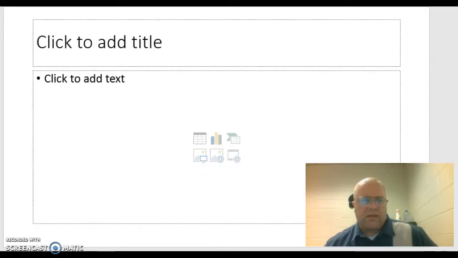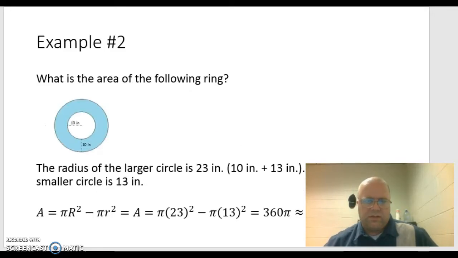So let's take a look at an example here. What is the area of the following ring? Well, we can already see that the radius of the inner circle is 13 inches, and we can also see that the distance between the inner circle and the outer circle is 10 inches.